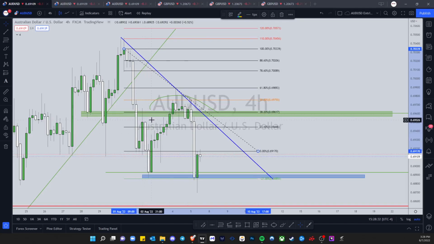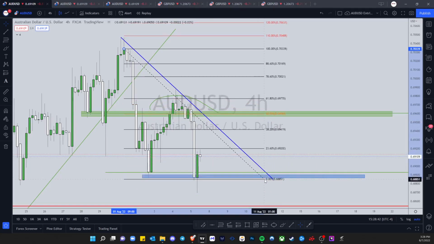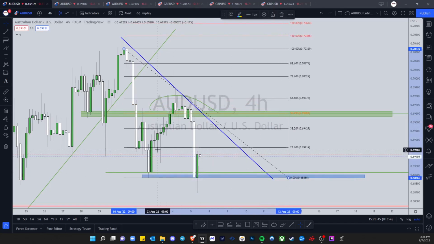So this is our 23.6, right? And it kept on going, and it didn't do 38.2 yet, right? So when it does that, you just gotta adjust your fib, right? Now it went and retested that break of structure right here.